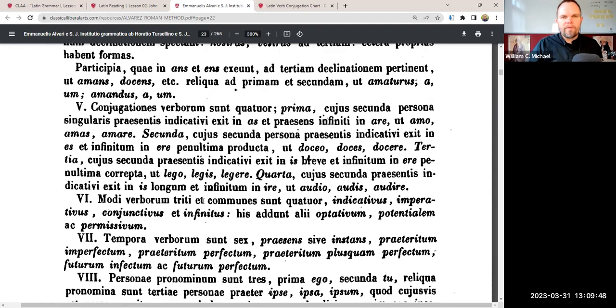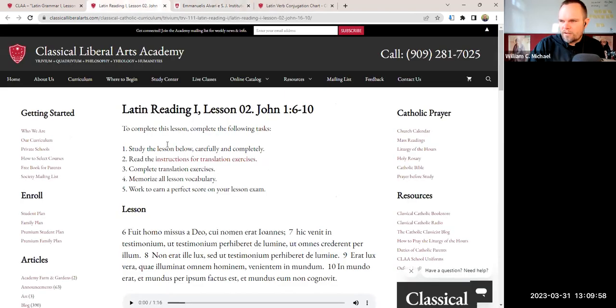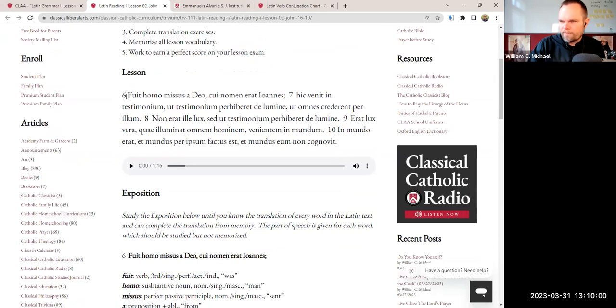When we look at all the verbs that we run into in Latin, we're going to see lots of different forms. Just think about the opening verses of John. I've got John lesson 2 up on my screen. We see fuit homo missus a Deo. Fuit, that's a verb. Erat, that's a verb. Venit, that's a verb. Perhiberet is a verb. Crederent is a verb. We see erat again, perhiberet again, erat again. Illuminat, that's a verb.